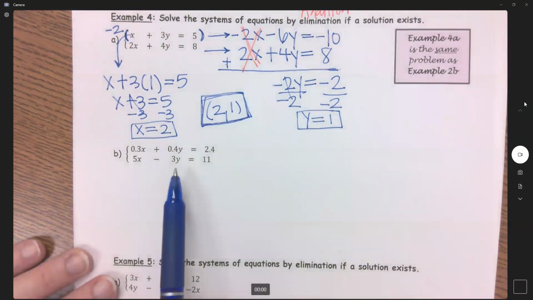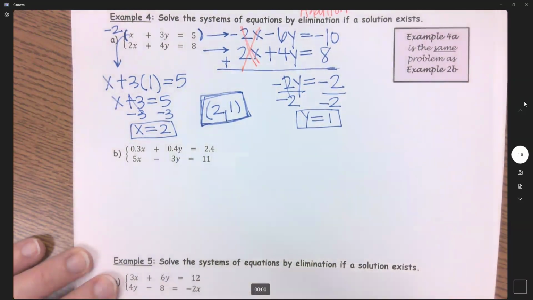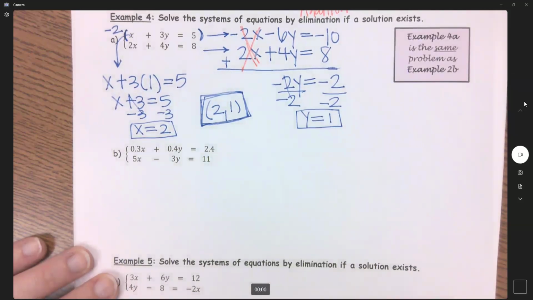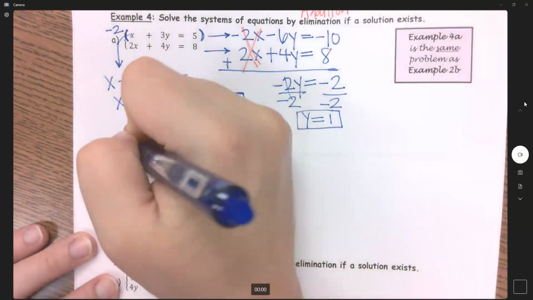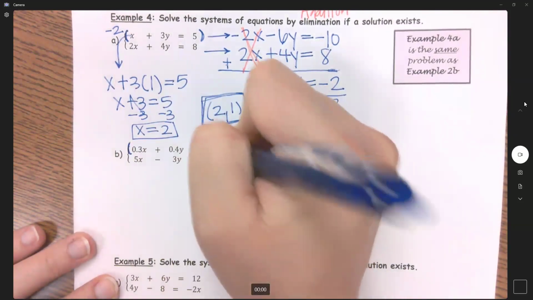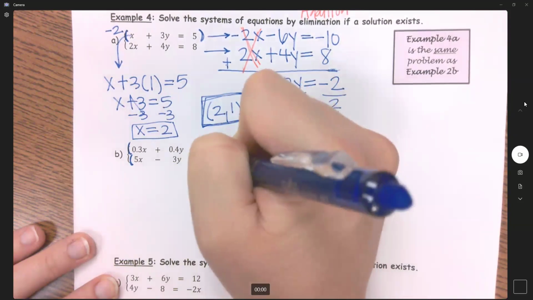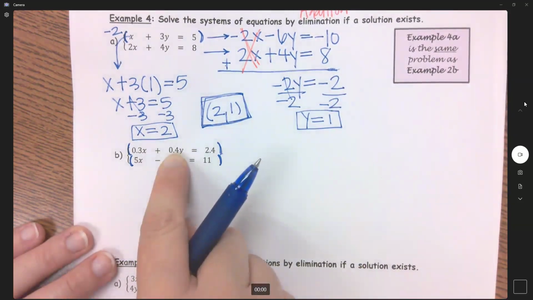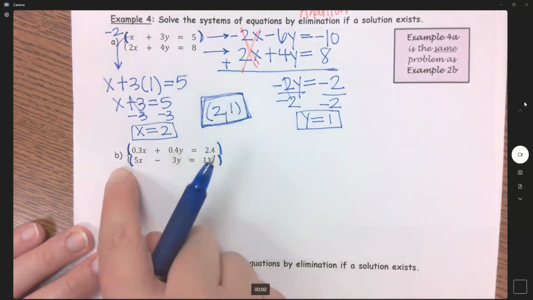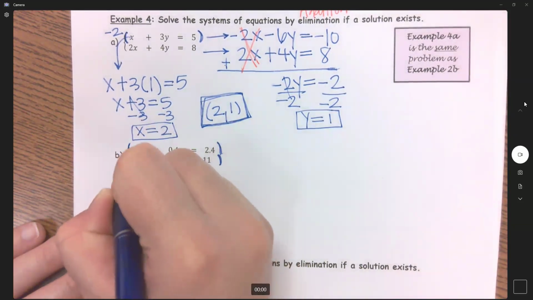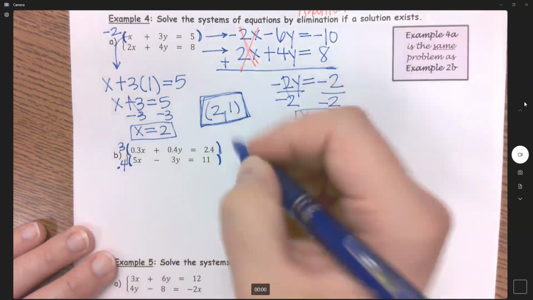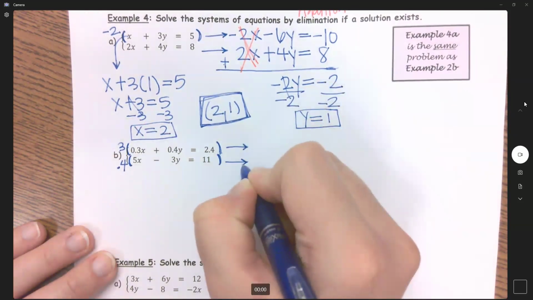So what we're going to do is because my y's here already have opposite signs. I have one positive and one negative. I'm going to cancel out my y's. For this one to cancel, all I'm going to do is swap my numbers here. So this 0.4y means I'm going to multiply this bottom one by 0.4. And this 3 right here means I'm going to multiply my top one by 3. I am just literally switching.